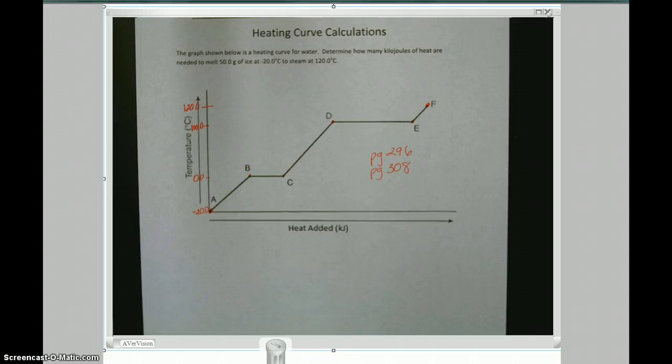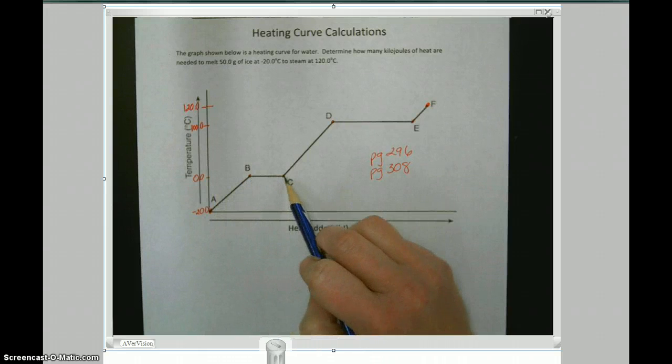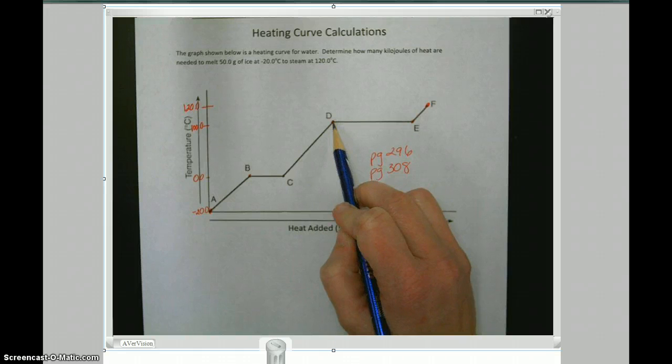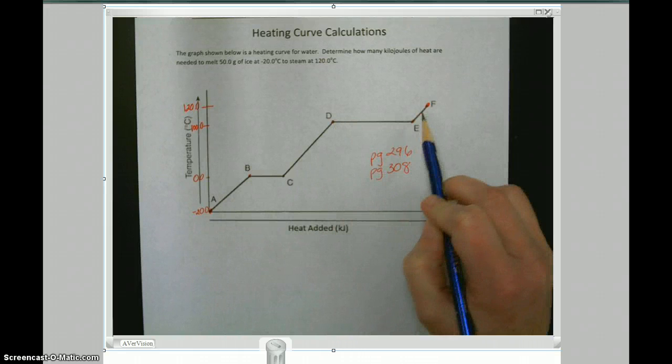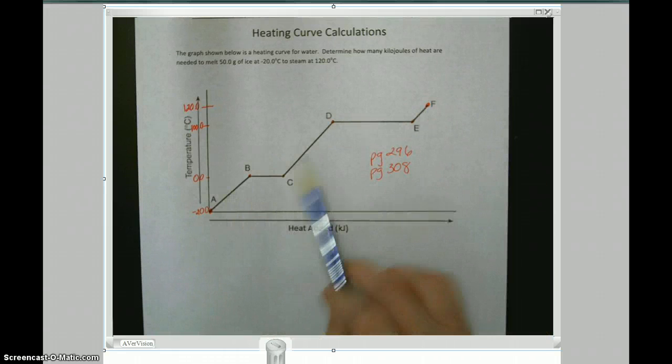Determine how many kilojoules of heat are needed to melt 50 grams of ice at negative 20 degrees Celsius to steam at 100 degrees Celsius. So when we look at our heating curve, we're going to start way down here with our ice at negative 20 degrees Celsius, and then we're going to take it up to point B, which is the melting point. We're going to melt all of the ice, then we're going to take the water up to the boiling point. We're going to boil all of the water and then take the steam up to 120 degrees Celsius. So we're going to have 1, 2, 3, 4, 5 separate calculations that we have to do for each little section of our heating curve.